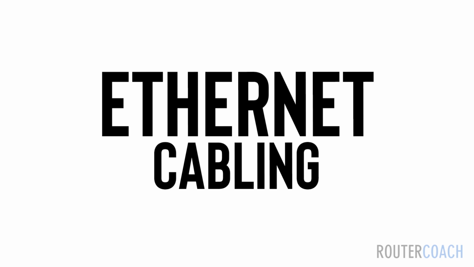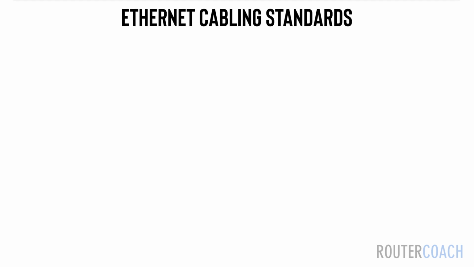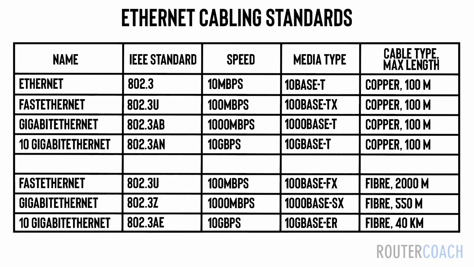Ethernet cabling refers to the physical medium that carries network traffic between devices, and it comes in various types, including twisted pair copper cables and fiber optic cables. Ethernet cabling standards specify the maximum transmission speed, cable length, and other parameters for Ethernet cables. The following are the most common Ethernet cabling standards. 10BASE-T. This is the original Ethernet standard and provides a maximum data transfer rate of 10 megabits per second, Mbps. It uses twisted pair copper cables and supports a maximum cable length of 100 meters.